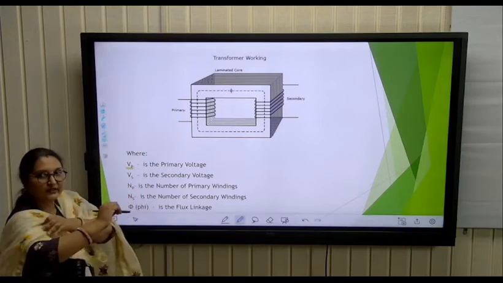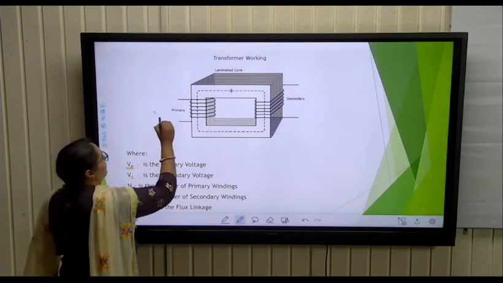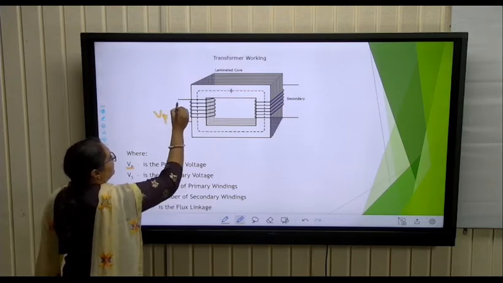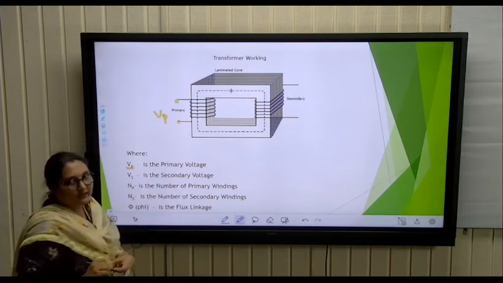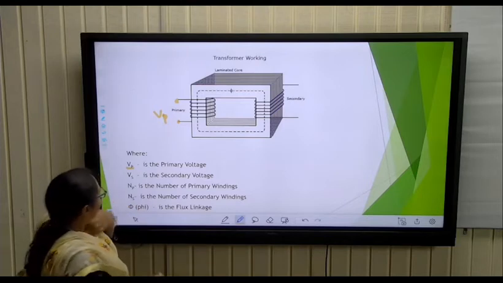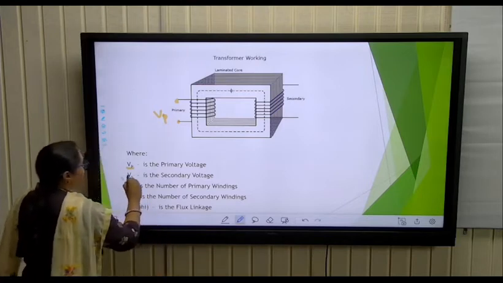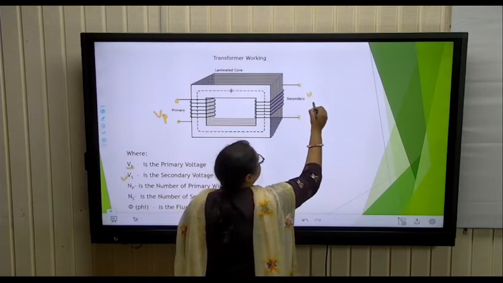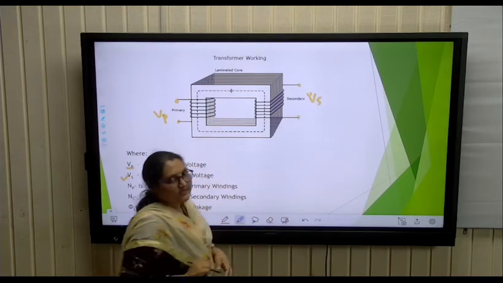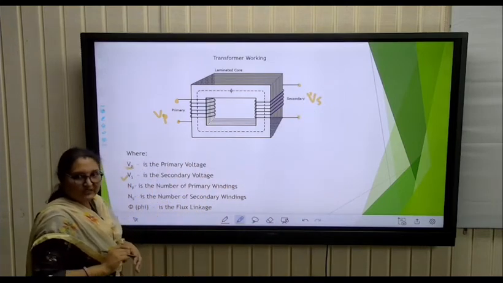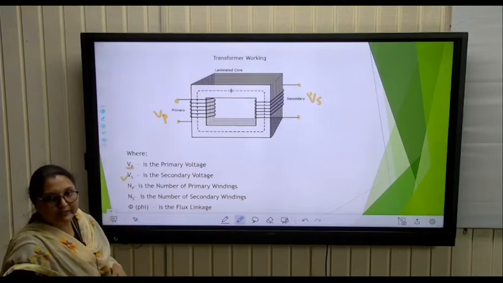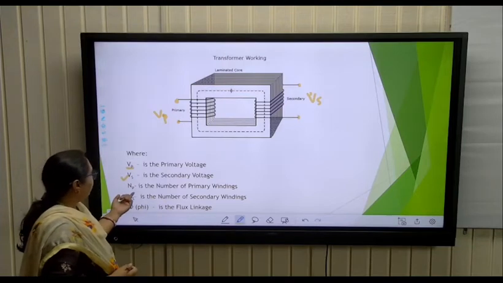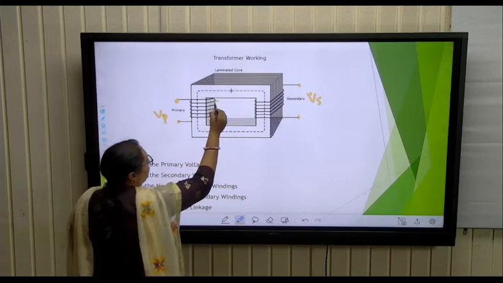VP is generally the primary voltage. The voltage between these two terminals is termed the primary voltage. Then another is VS. VS is the voltage which appears across the secondary terminals. This voltage is termed the secondary voltage of the transformer, where we connect the load. Then NP. NP is actually the total number of turns.